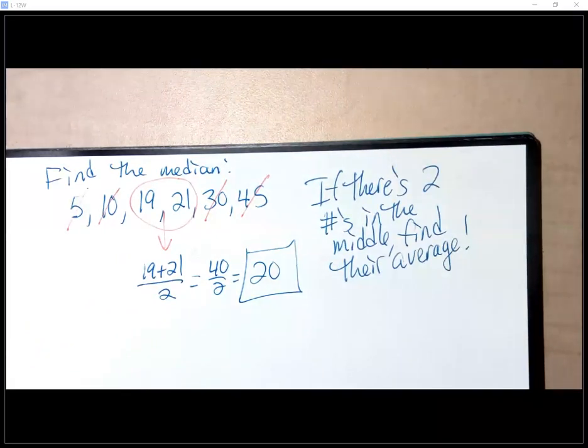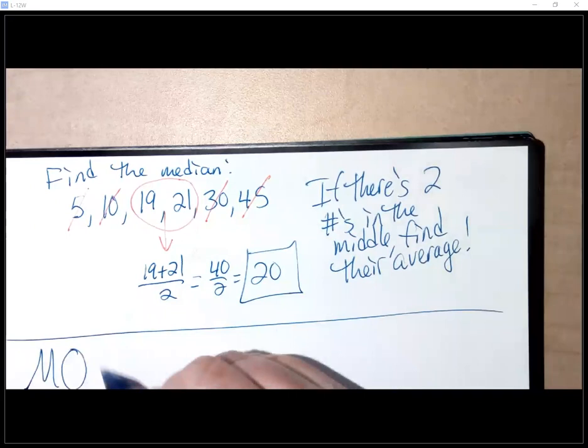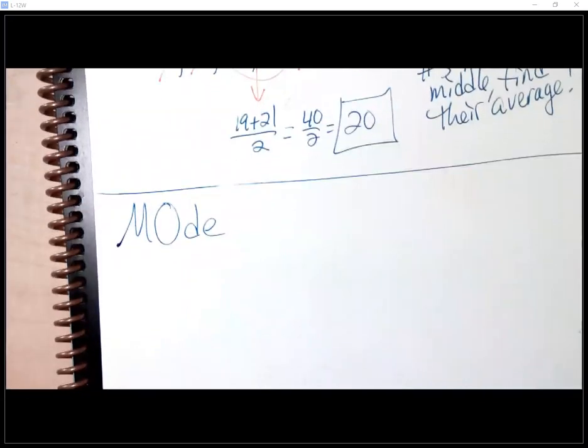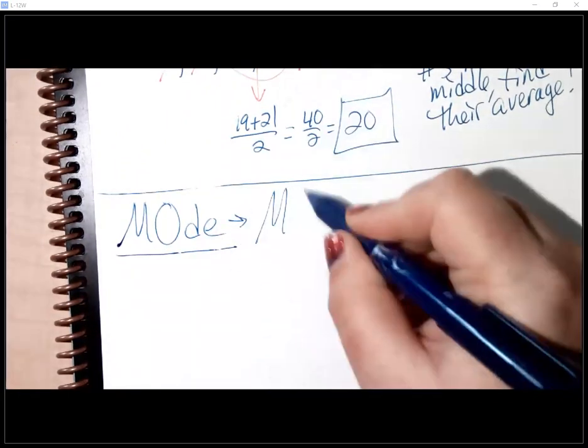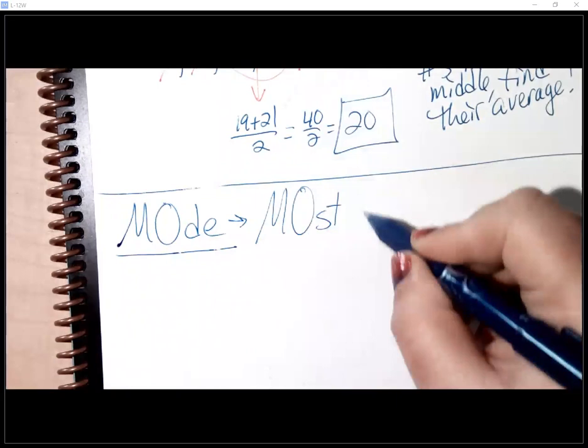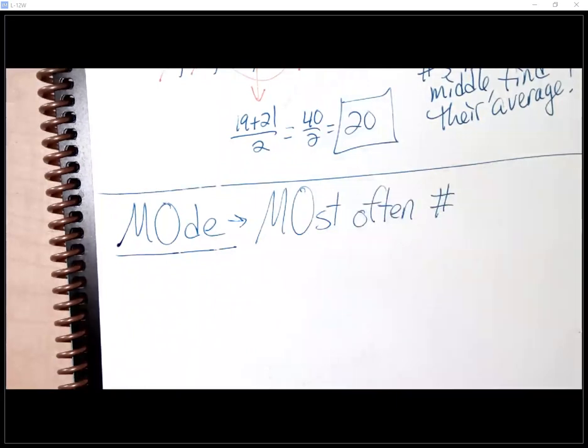All right, mode is super easy. You probably remember it. Anybody remember mode? Mode. I'm writing it like that because it will help you to remember, you're going to find the most often number. So it's the number that occurs the most often in your list.